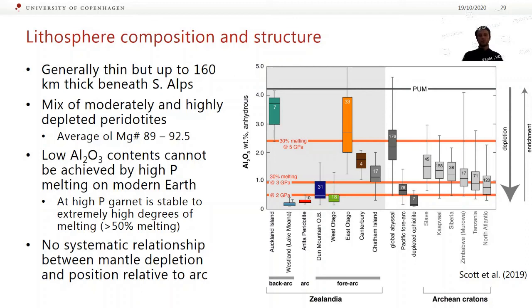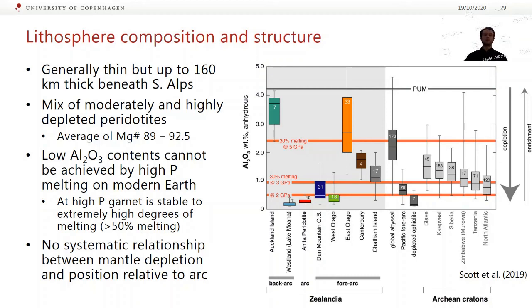On the right is a plot of aluminium box and whisker plots for these different localities. The coloured ones are from New Zealand, and the ones on the right are comparisons to global abyssal peridotites and some depleted peridotites, and then the light grey ones are various Archean cratons. So you can see that some of these samples go down to extremely low aluminium contents, so below 0.5%. And you can't get this low aluminium by high-pressure melting on the modern Earth.